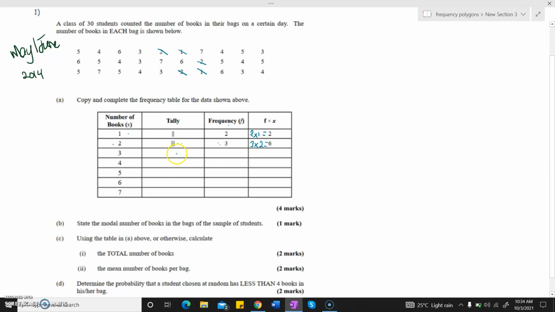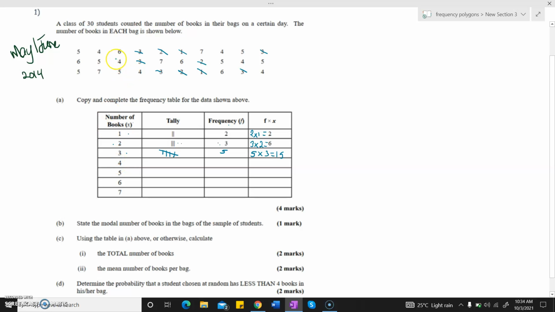And now we're just going to fill out everything else. So the number of students who had 3 books, right? We should get 5. So let's see how we get that. 1, 2, 3, 4, and 5. So you can put your 5, and now we're doing the tally. 1, 2, 3, 4, and then you put your stroke for the 5, right? And now we're saying f times x, so f, which is 5, times x, which is 3, and we're going to get 15.